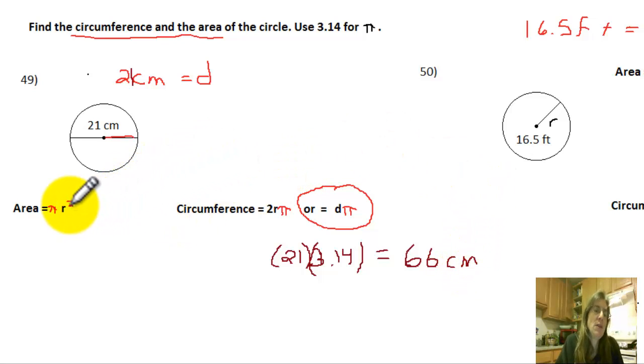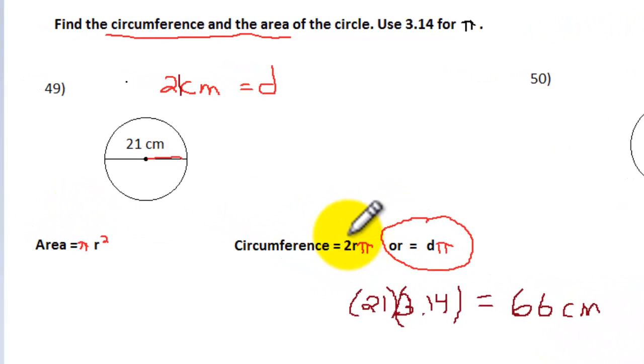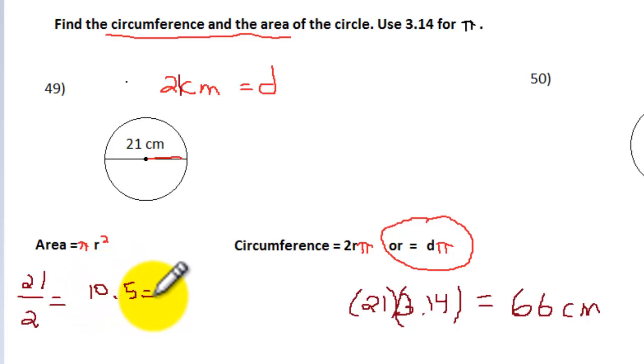Okay, so then in this situation, we're given an r squared. And r squared is not the same thing as 2 times r. It's r times itself. So we can't use the 21. The 21 is the diameter. So we have to use half of 21, because half of 21 is the radius. And half of 21 is 10.5. And that equals r.